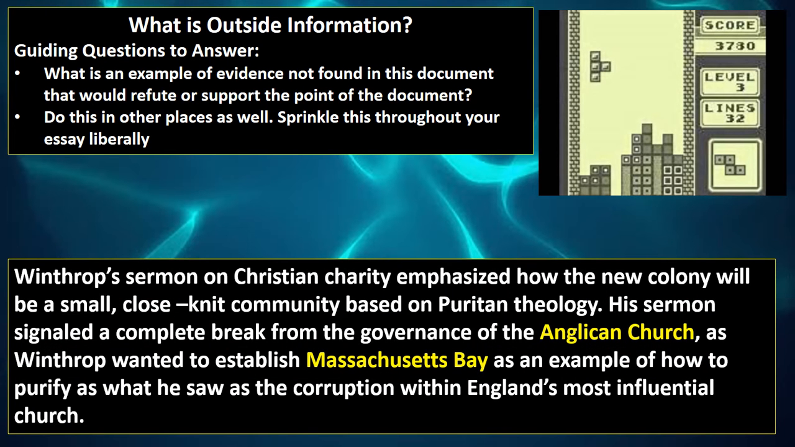So last one, let's take a look. Winthrop's sermon on Christian charity emphasized how the new colony would be a small, close-knit community based on Puritan theology. His sermon signaled a complete break from the governance of the Anglican Church, and Winthrop wanted to establish Massachusetts Bay as an example of how to purify what he saw as the corruption within England's most influential church. So I'm seeing two pieces of SFI, two key terms: Massachusetts Bay and Anglican Church. They were not mentioned in that document whatsoever, but you can sometimes inject those into your writing to get credit for at least using the O part of HIPPO.